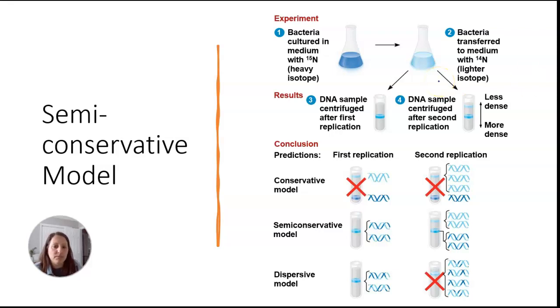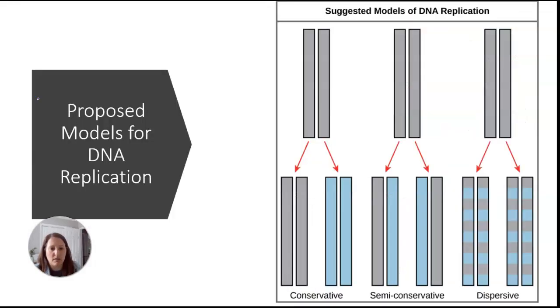Okay. Same exact experiment, just drawn kind of differently, and sometimes students understand this picture a little bit better. And so again, we've got three models that were proposed: the conservative model, the semi-conservative model, and the dispersive model. And actually, before I go through this, let me just back up here. Just want to remind you of what those models look like.